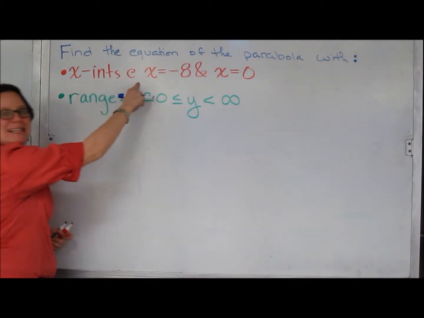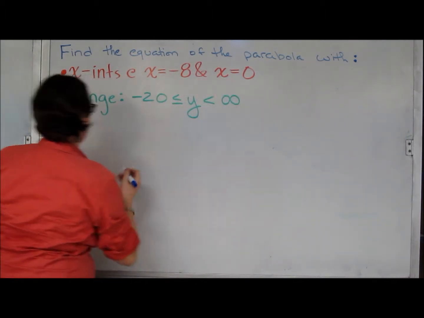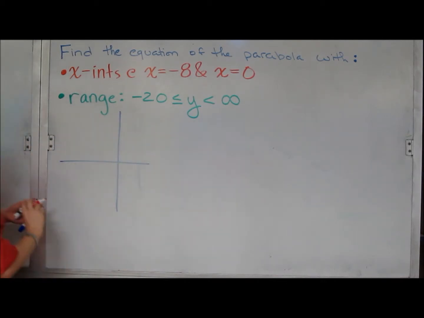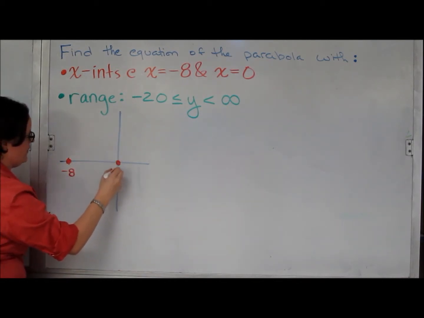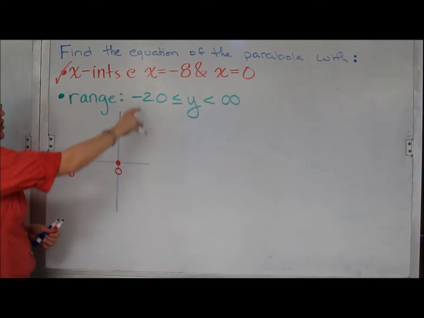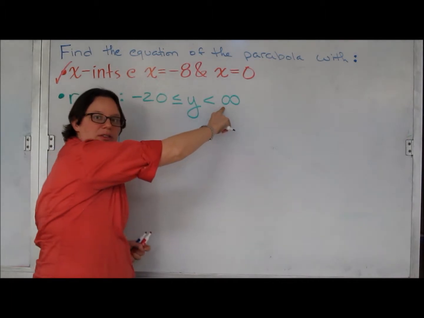Okay, step one, easy. They told me that I have x-intercepts at -8 and 0. Okay, let's draw a picture of that. I have an x-intercept at -8, and I have an x-intercept at 0. Check. Okay, I'm told that the range of this parabola goes from -20 to positive infinity.